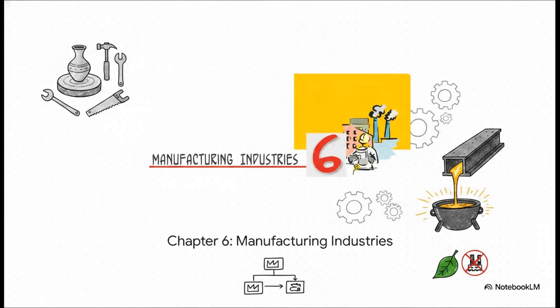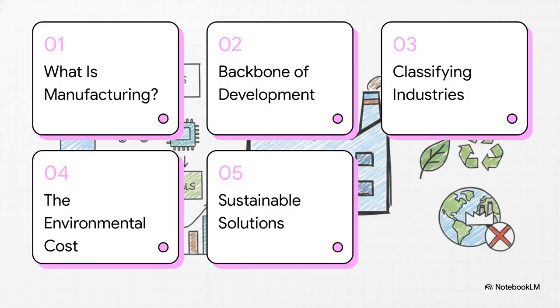Okay, let's get right into it. We're drawing directly from our source material today, which is a comprehensive textbook chapter that covers the whole shebang, everything from local, single-person artisans, all the way up to massive, sprawling steel plants. It's an absolutely brilliant breakdown of what we call secondary economic activities, and we're going to map it all out together. Here is our roadmap for today.